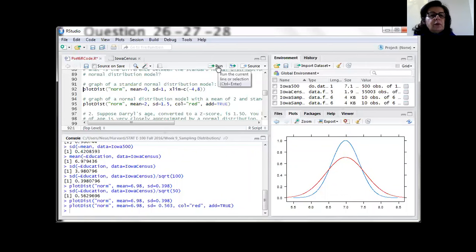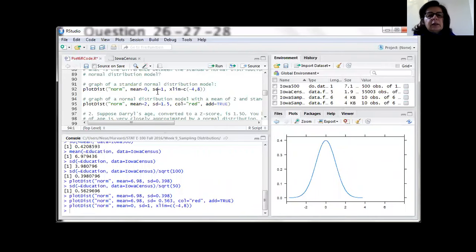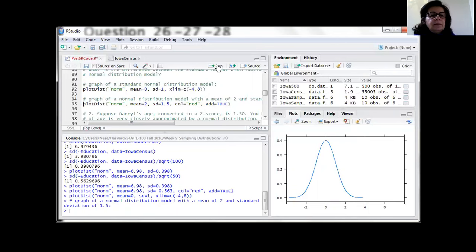Here's the plot of a standard normal distribution model. When we say standard normal distribution model, we immediately understand that the mean is 0 and standard deviation is 1. If we plot another normal distribution model, but this time it is not standard normal distribution, how do we know? Because mean is not 0, it is another value. In this case, it is 2, and standard deviation is not 1, it is 1.5. Let's plot this on the same scale.